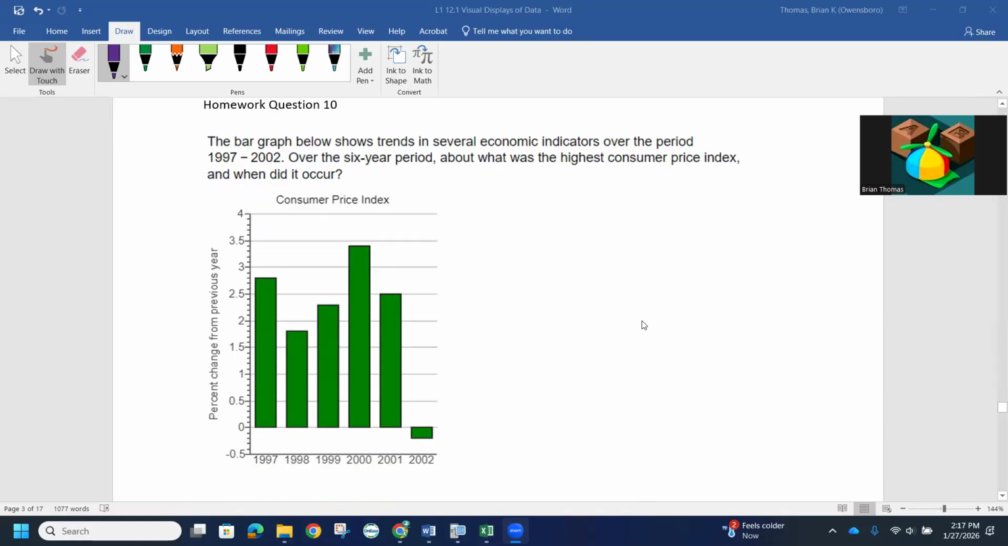So notice how the x-axis represents the years and the y-axis represents the percent change from the previous year. So we're looking for the highest consumer price index. We're probably looking for the tallest bar. So it looks like this is in 2000, our biggest jump in consumer price index. And that looks like about 3.4%.